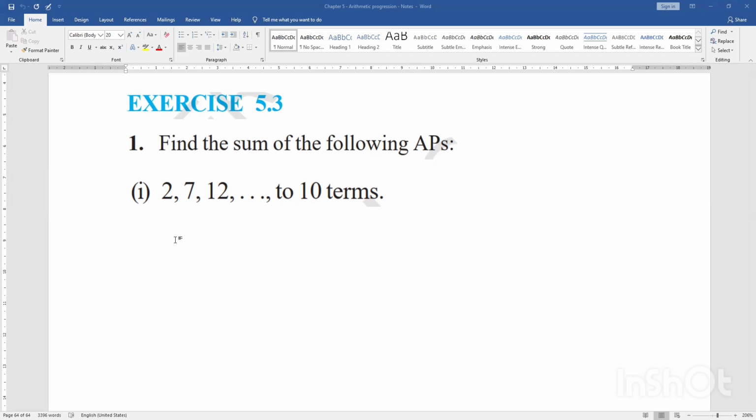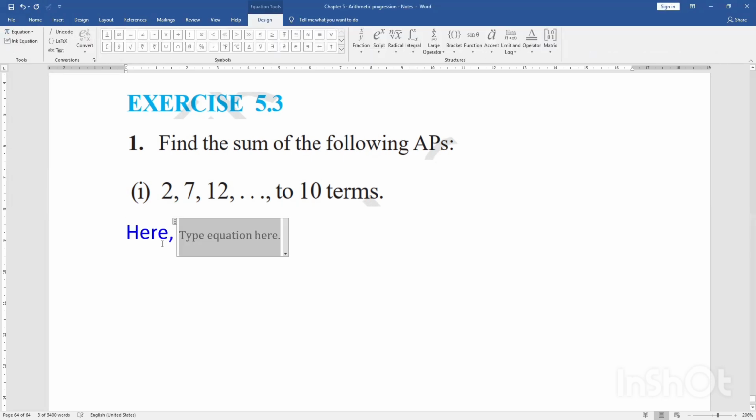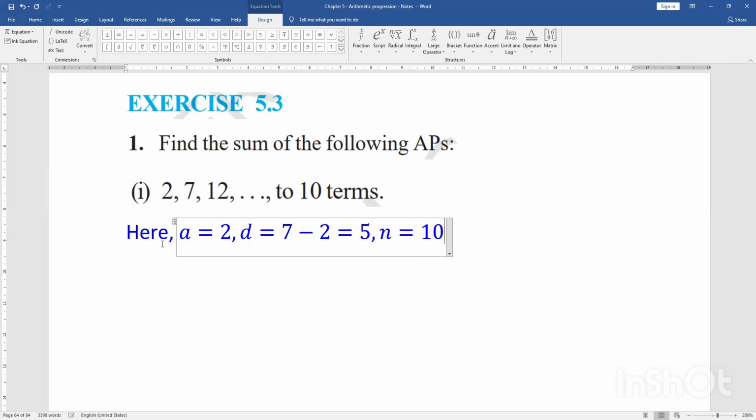So now here let us write down what and all findings. So here we have a equals 2. Then we have d equals second term minus first term, that is 7 minus 2, which is equal to 5. And then we have the number of terms, you take n as 10. Now what we need to find out? We need to find out the sum of first 10 terms, right? So I need to find out S10. So S10 equals question mark.